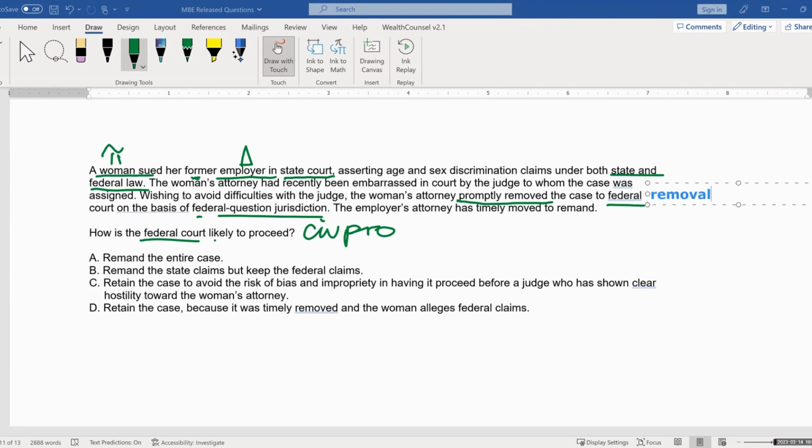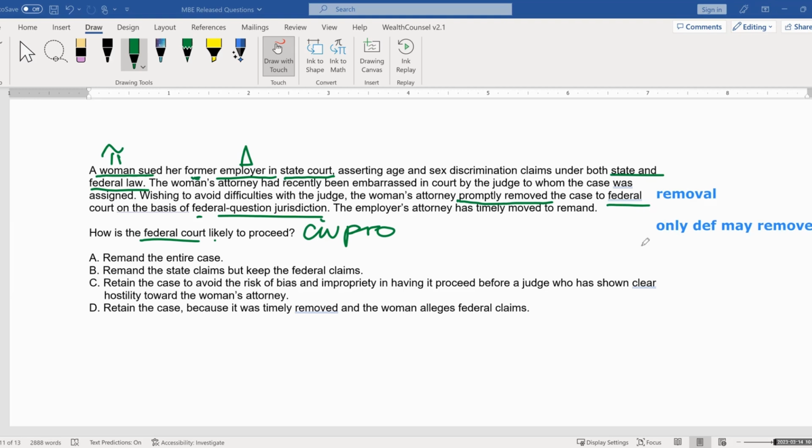Removal, the general rules that they usually test you on would be only a defendant may remove. And if you look at what this is saying, there should be red flags if you know that removal requires a defendant to be able to remove. Plaintiffs cannot remove. Immediately when it says the woman's attorney, she's not allowed. My inclination is they cannot do this.